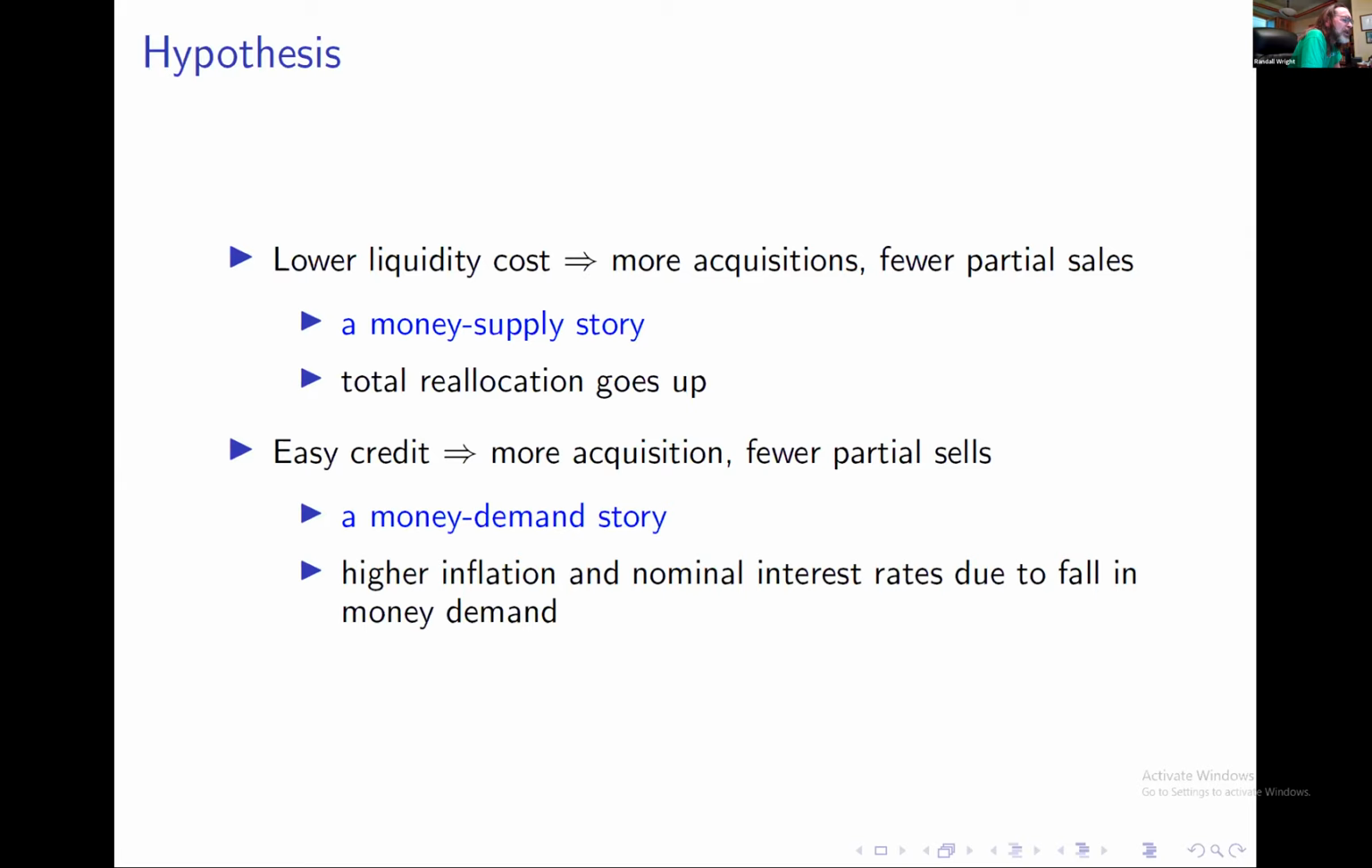Well, they give more reallocation, which is a positive credit shock, and fewer partial sales, again, because you're hitting your liquidity constraint less often. So this is kind of a money demand story. When there's easier credit, you get lower money demand.